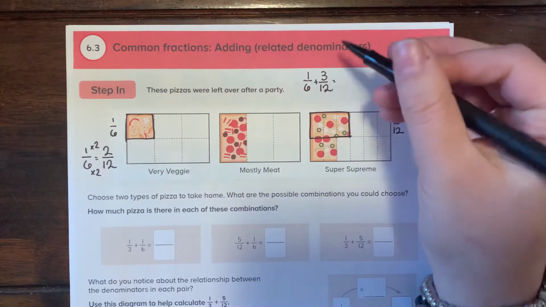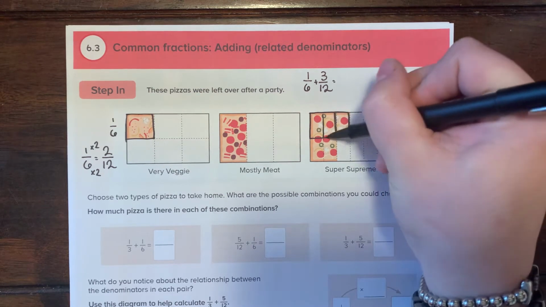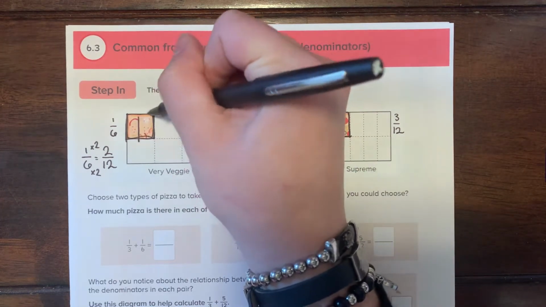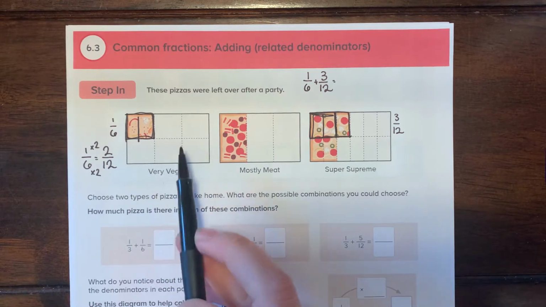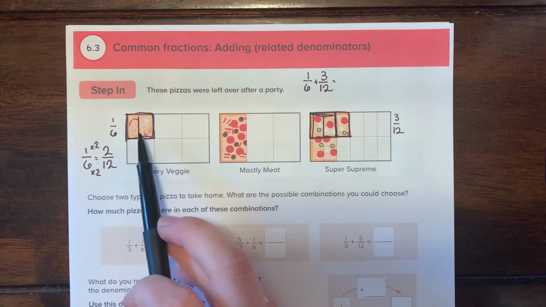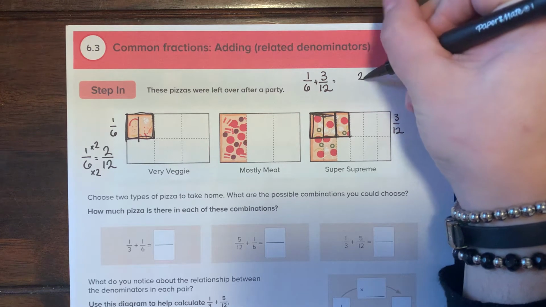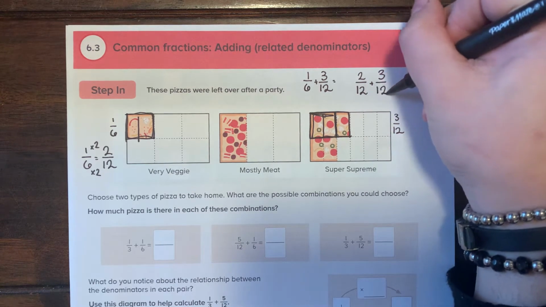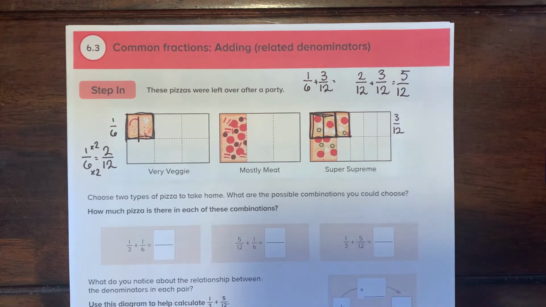And the reason why is because if you see here, there are 3 pieces here. This is the same as this. They're the same amount, they're just written differently in different fractions, if that makes sense. So we're not changing the amount that we have, we're just changing the way we write the fraction. So now our new problem over here is going to be 2/12 plus 3/12. So that means I'm taking 5/12 of pizza home total.